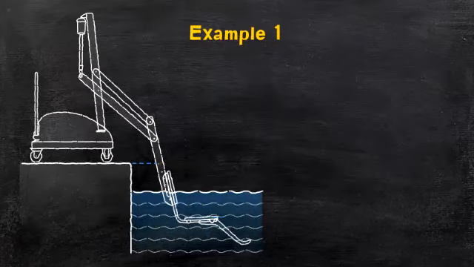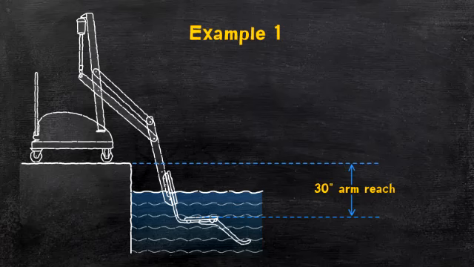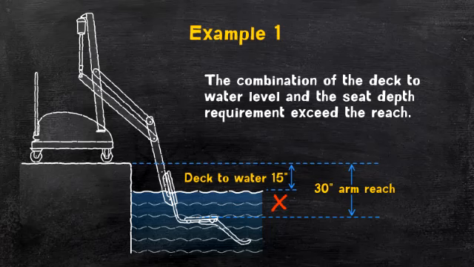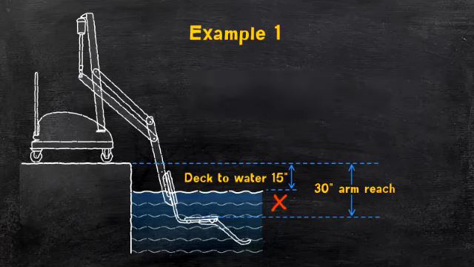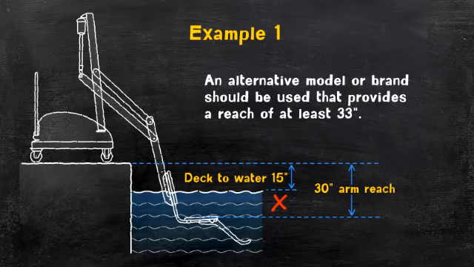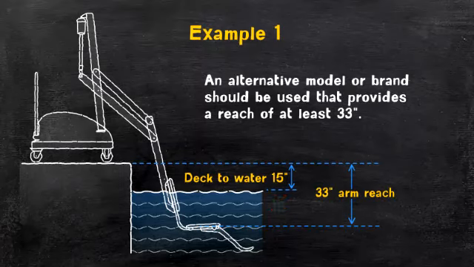Pool lift A has an arm reach of 30 inches. The site has a deck to water level of 15 inches. Can you reach the required submerged depth of 18 inches with pool lift A? If you said no, you're correct. The combination of the deck to water level and the seat depth requirement exceed pool lift A's reach. In short, the arms are too short. In this particular instance, an alternative model or brand should be used that provides a reach of at least 33 inches. This is one example of how site variability can affect compliance.